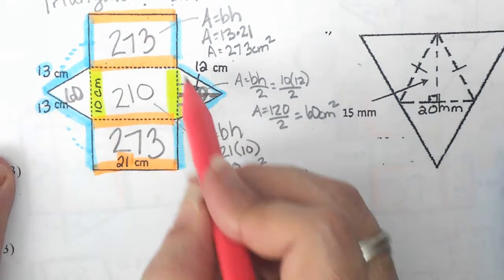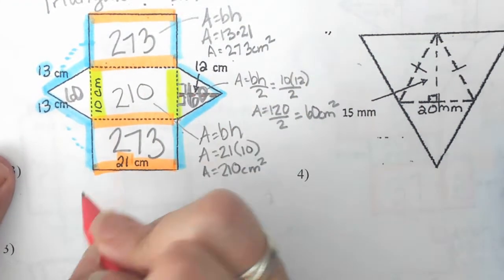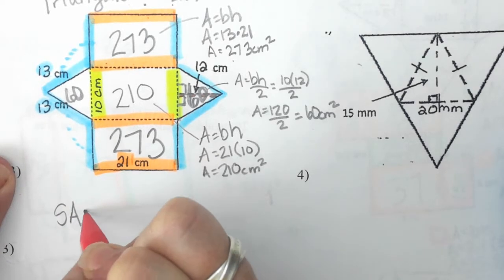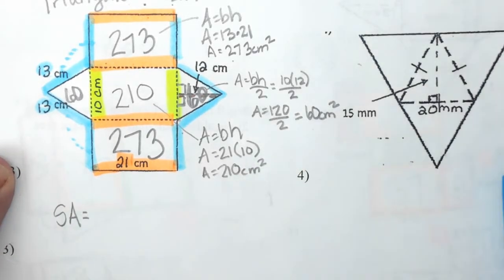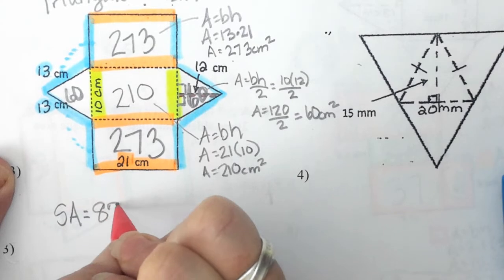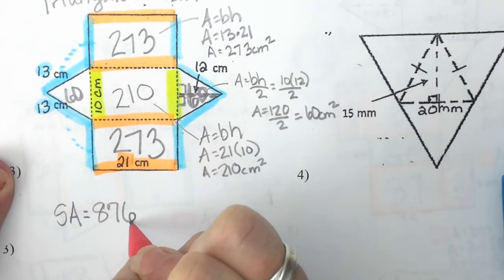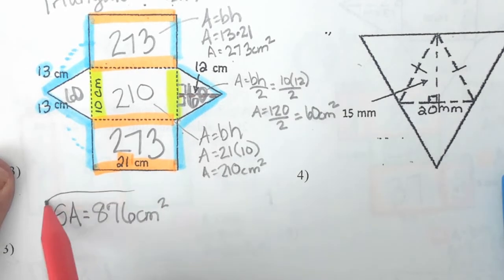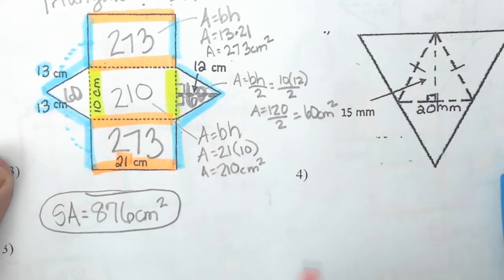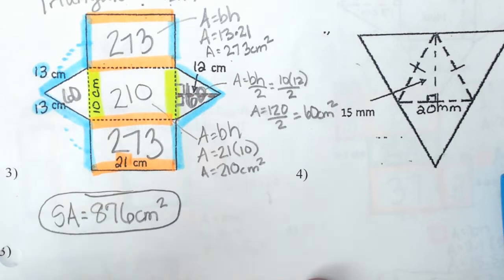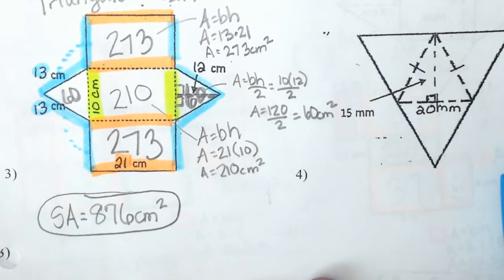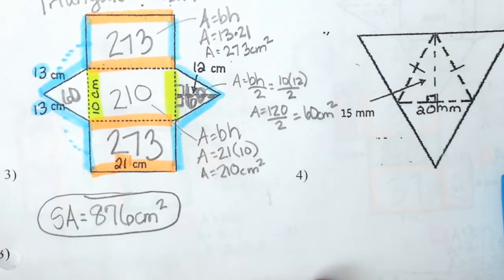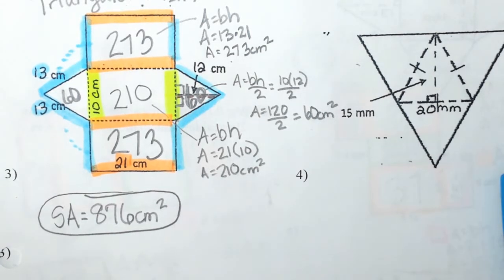Adding them all up for surface area. Surface area, SA, equals 876, is that what you got? Y'all, 876 centimeters squared. Whew. I mean, it's a lot of math. It's a lot of just little stuff.